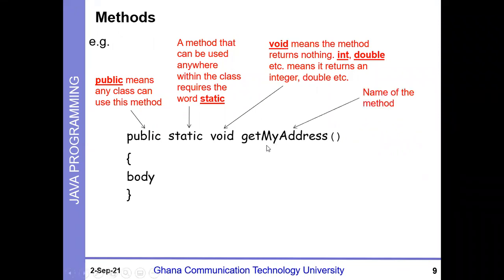And then we have the name of the method. Most of the time we stress that the name should make sense. So if I say get my address, at least it will tell anybody reading that this has to do with somebody's address, because it says get my address. We don't just want to put abstract things like money, those don't carry any meaning.